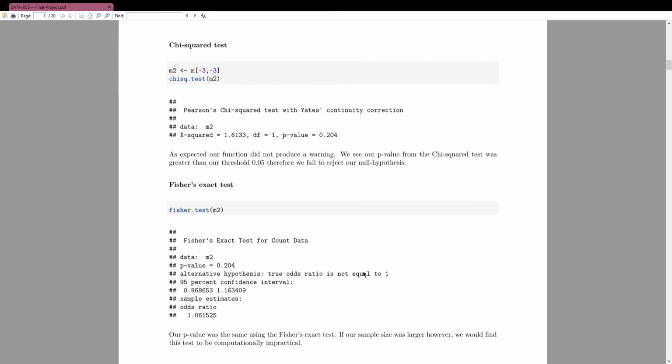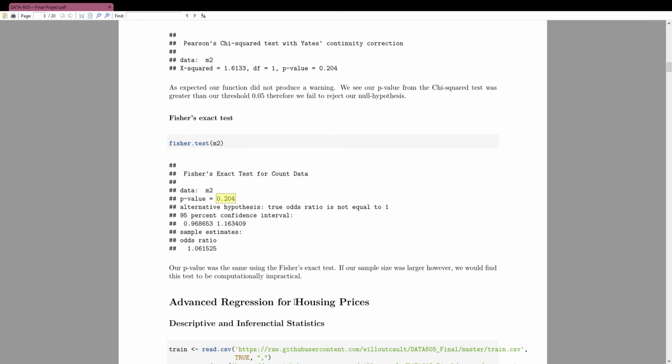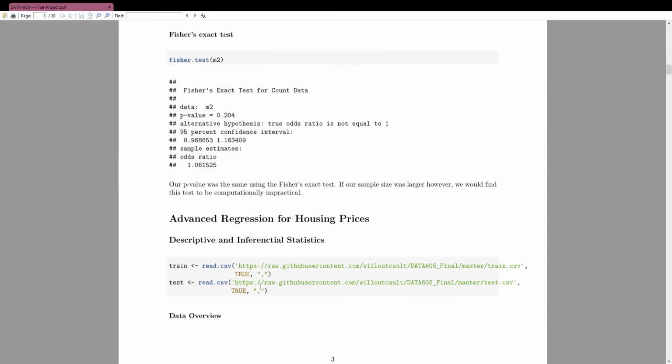This is stating that our variables are indeed independent. The same thing with our Fisher's exact test. We actually get the same p-value. We fail to reject our null hypothesis, and this also states that our variables are independent.